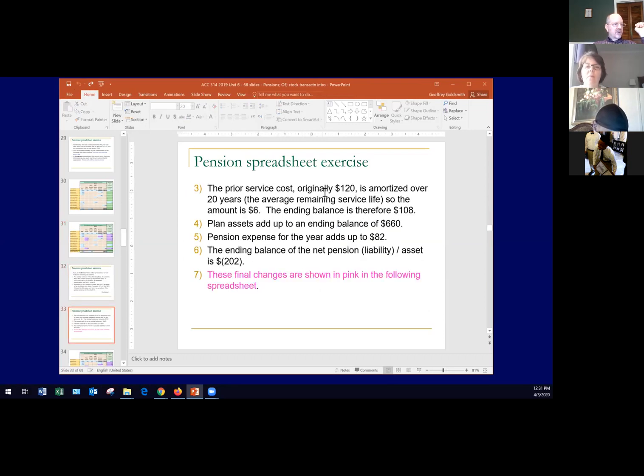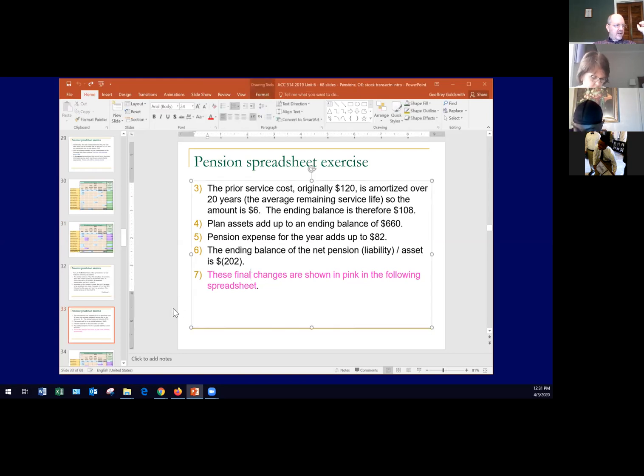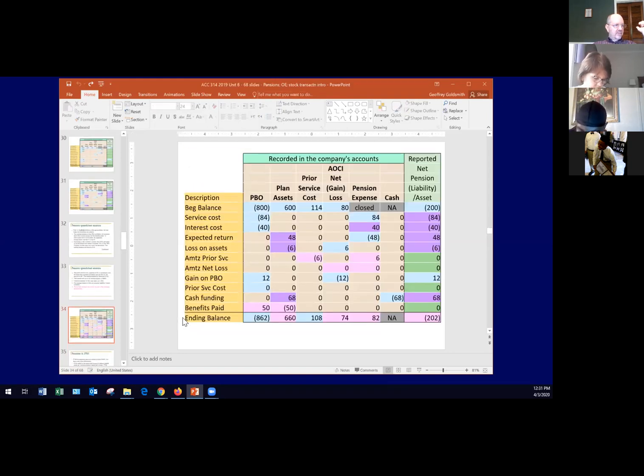Prior service cost, originally 120 million, is amortized over 20 years, the average remaining service life, so the amount is $6 million. The ending balance is therefore 108. Plan assets add up to an ending balance of 662. Pension expense for the year adds up to 82 million. The ending balance of the net pension liability is 202 million. These final changes are shown in a bright pink color.